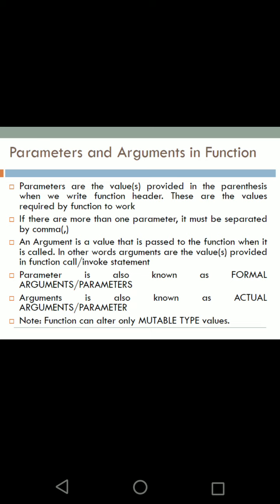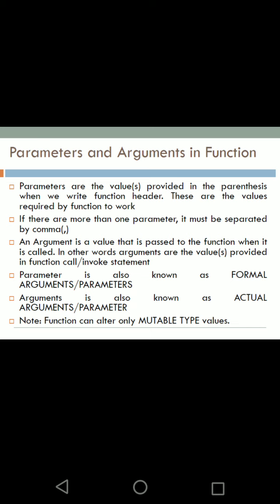So a parameter is also known as a formal argument or formal parameter. An argument is also known as an actual argument or actual parameter. Understand the difference: parameters are what are inside the function header, and arguments are what are inside the function call.